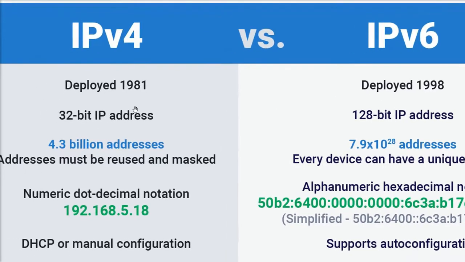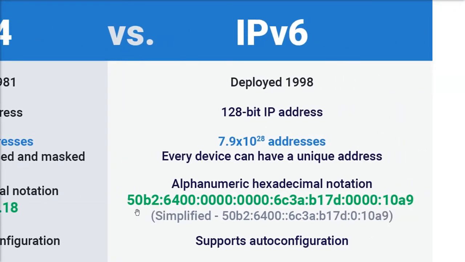IPv4 is a 32-bit IP address. It is written as four numbers, 8.8.8.8, separated by dots. These are numeric dotted decimal notation, and each has a maximum of 8 bits. So 8 times 4 is 32. Here you have IPv6, which is 128-bit. So you have 128, that is four times 32, like this.